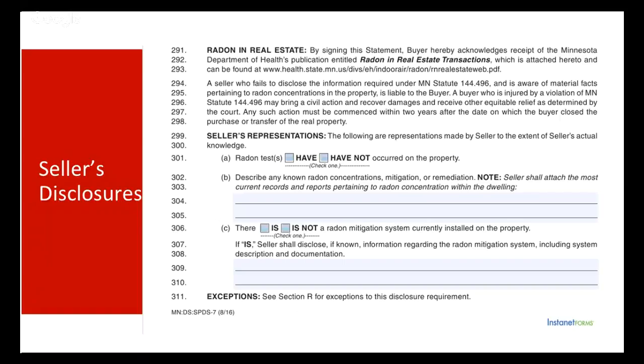Seller representations. The following representations made by the seller regarding their knowledge. Radon tests have or have not occurred on the property. Describe any known radon concentration, mitigation, or remediation. Hey, we've got a mitigation system. We've had one since this date. It was installed in this date, etc. There is or is not a radon mitigation system currently installed on the property. If is, the seller shall disclose if known information regarding that system, etc. Now, radon mitigation system isn't just a radon alarm, right? Correct. When we go over drain tile, I'll also show you what that system looks like and how it works. Great question.